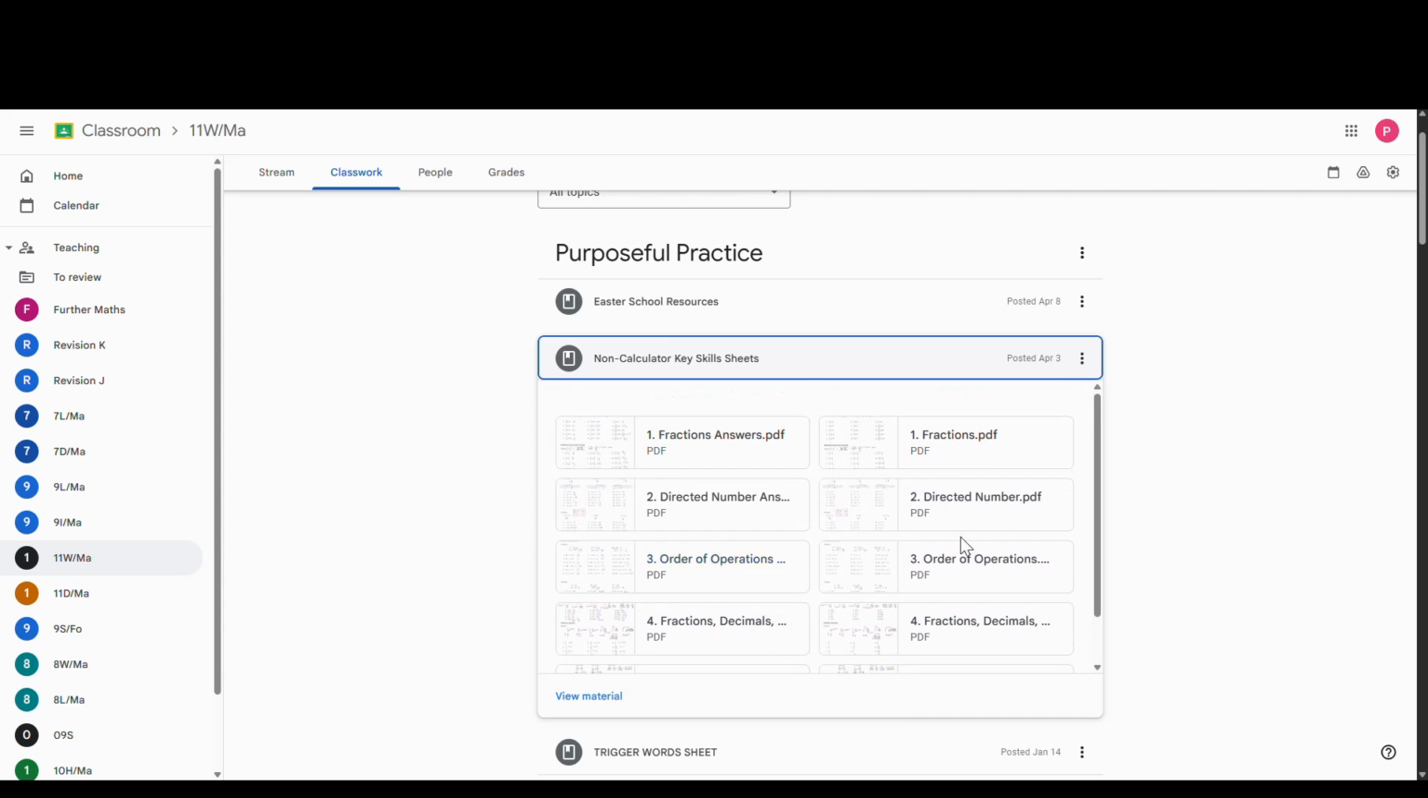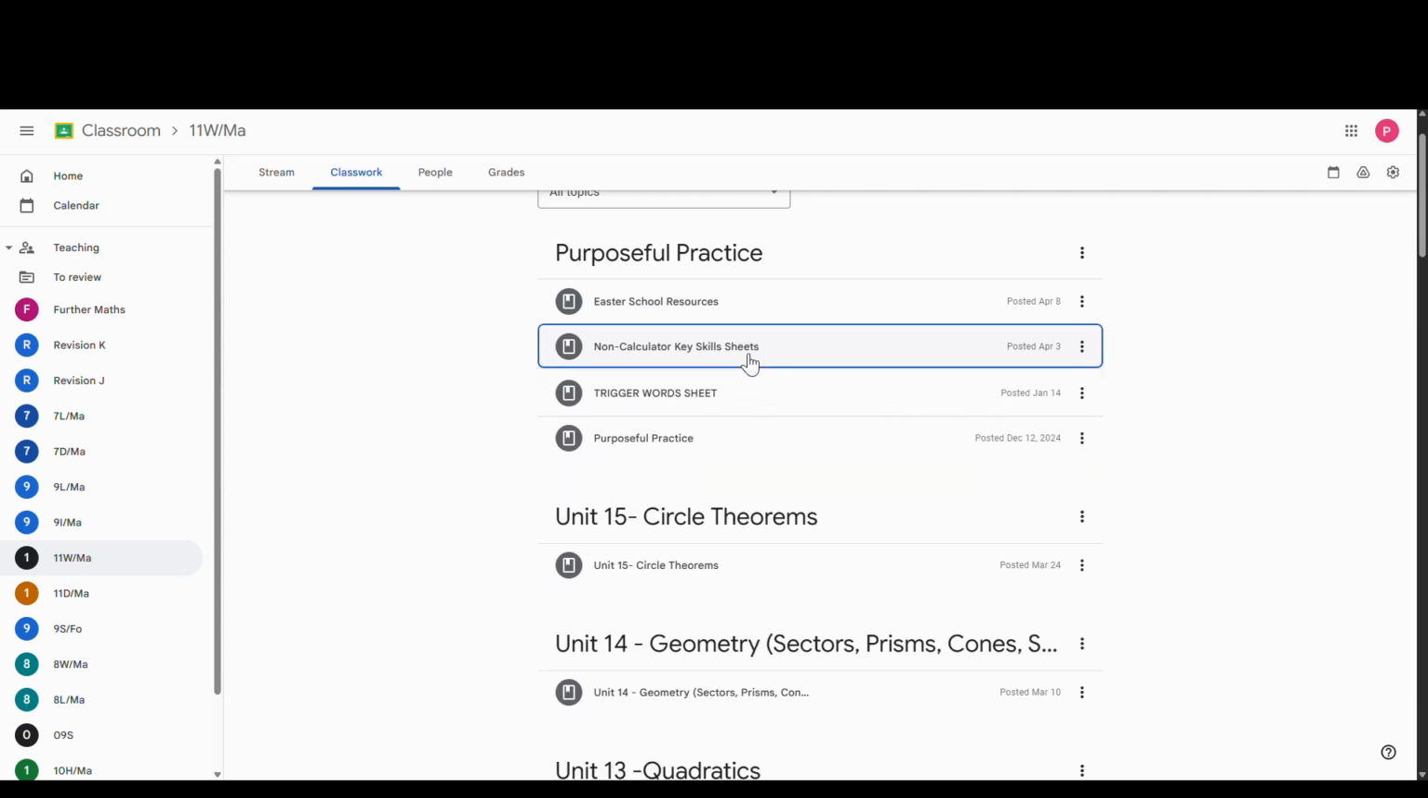So if you know, for example, that you are not the best at dealing with fractions in the non-calculator paper, there is a sheet literally just full of fractions questions with the answers attached as well. If you're looking for a little half-hour chunk of maths revision to have a go at, they are really useful. Some of the Easter School resources are in there as well.